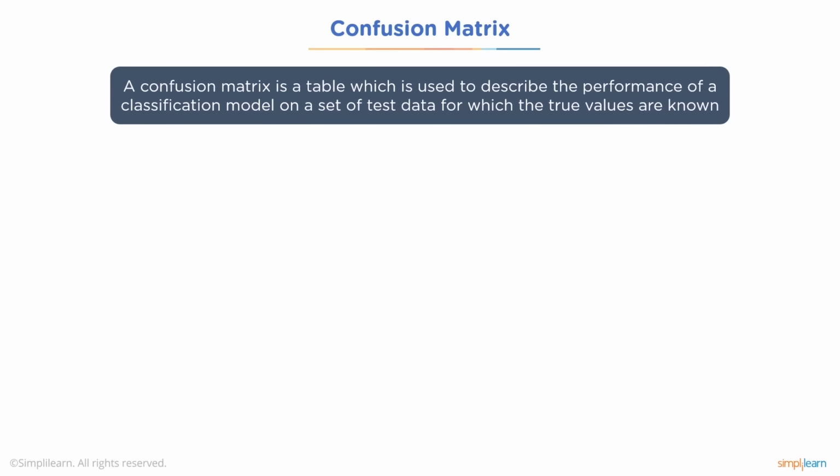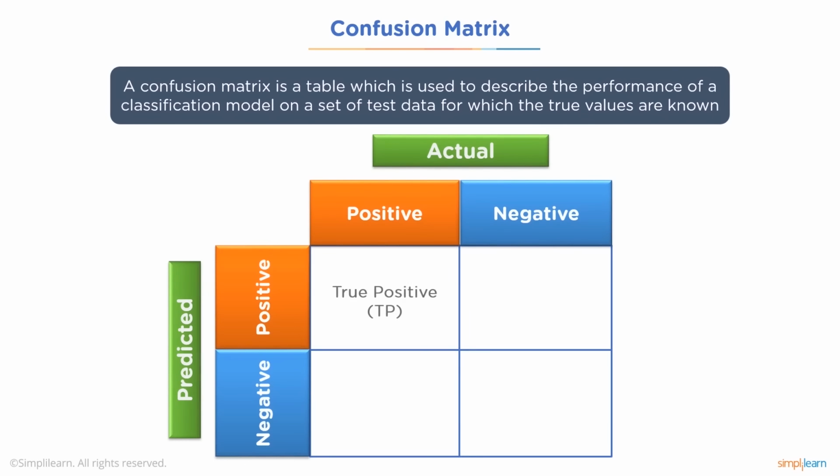And this leads us to a confusion matrix. A confusion matrix is a table which is used to describe the performance of a classification model on a set of test data for which the true values are known. And so you'll see on the left we have the predicted and the actual. And we have a false negative, true positive, and then we have false positive and true negative.